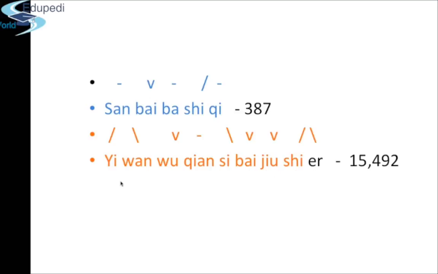15,492. 10,000. 五千, 5,000. 四百, 400. 九十, 90. 二, 2. 15,492.